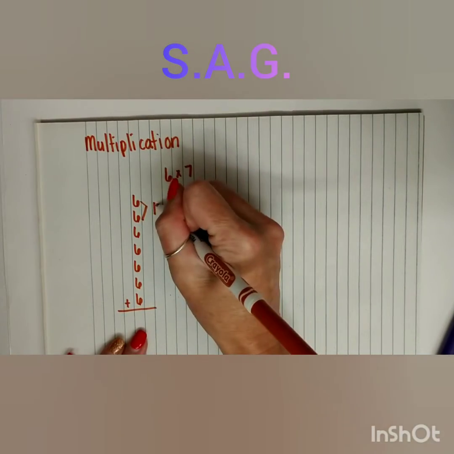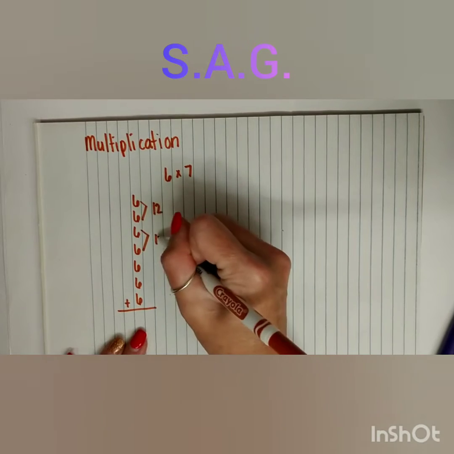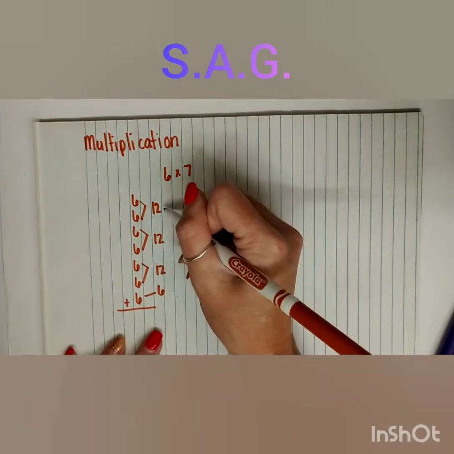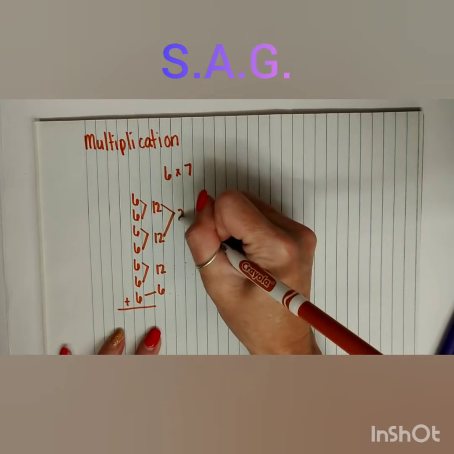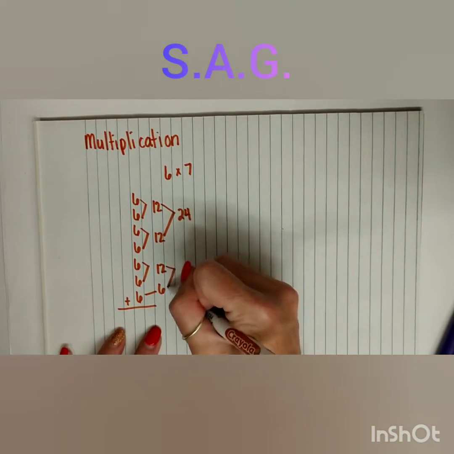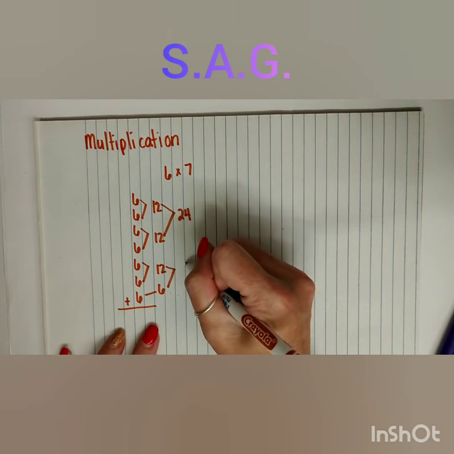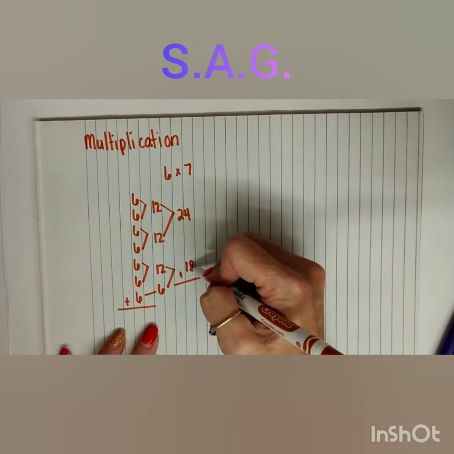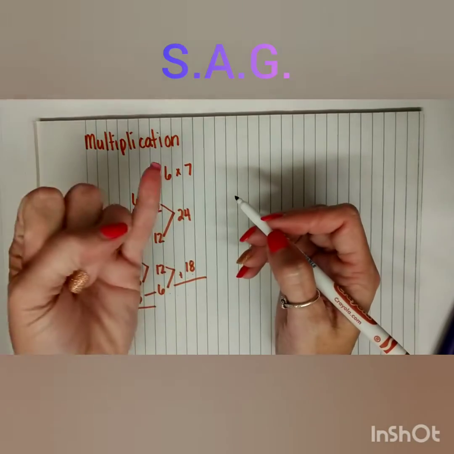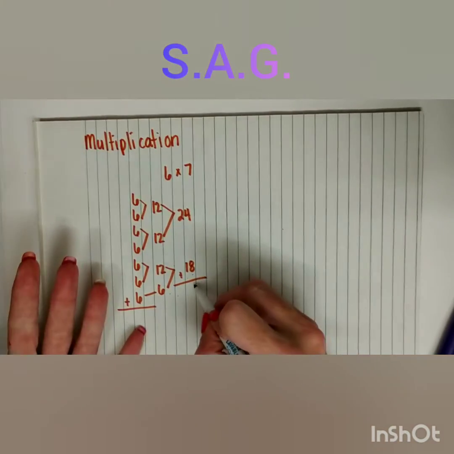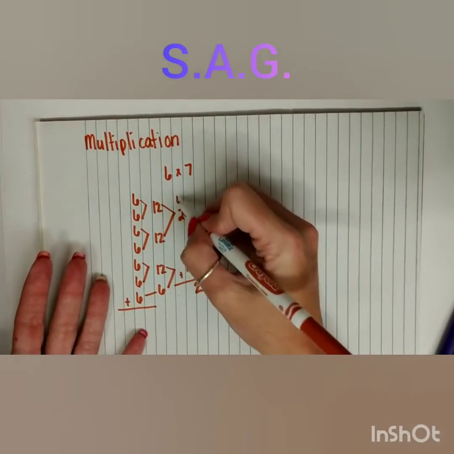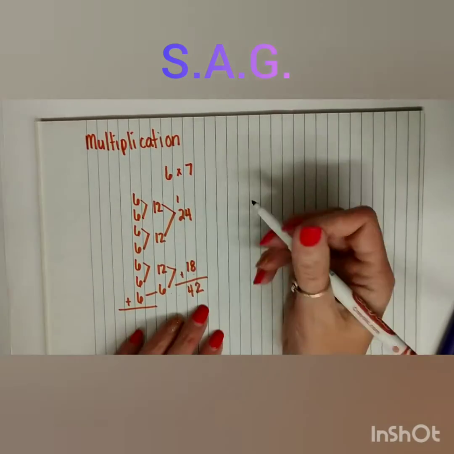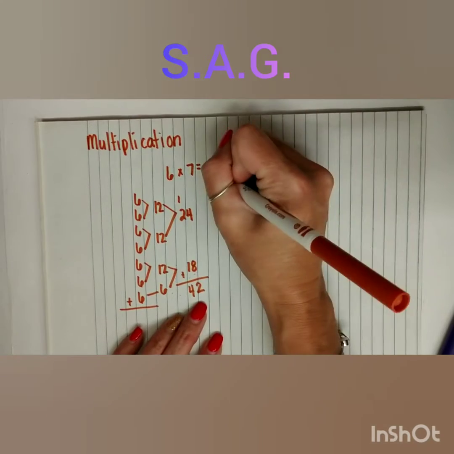6 plus 6, I know my doubles, so that's 12. And that would be 12, and that would be 12. And then this one would be 6. And so 12 plus 12 is 24. And 12 plus 6 is 18. 4 and 8, so 8, 9, 10, 11, 12. Regroup my 1. 1 plus 2 is 3, plus 1 is 4. So I can solve for 6 times 7 equals 42.